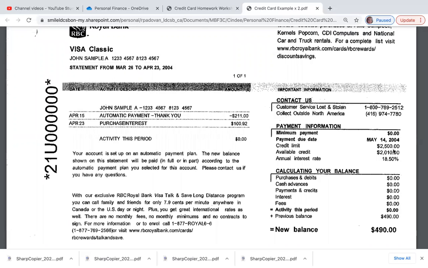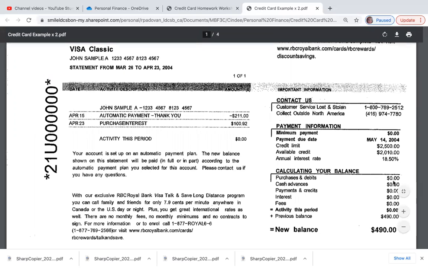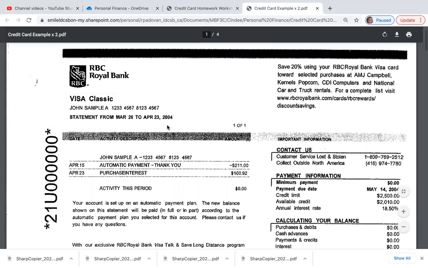And what is the total amount still available? $2,010 is the available credit. Number 10, what is the total amount of charges made during the current billing period? What did you charge on your credit card? Current charges were nothing, right, for this month. New charges here, purchases and debits were nothing. Number 11, what is the account number? It is here, again, it's 16 numbers long in groups of 4.